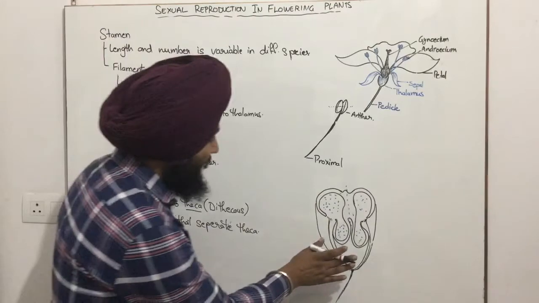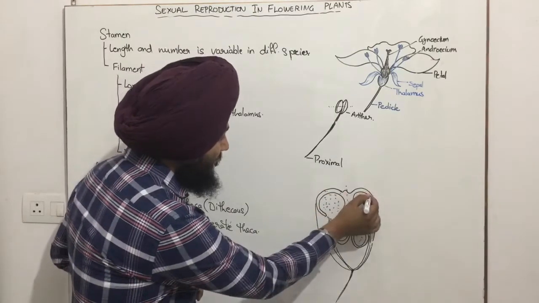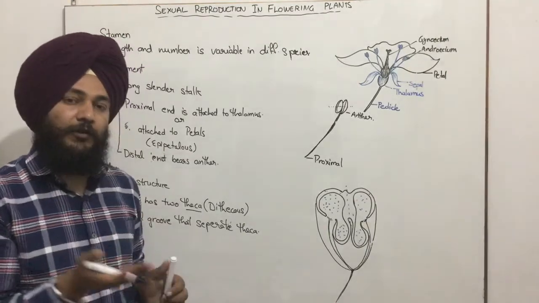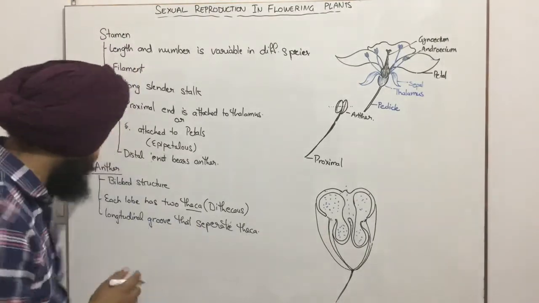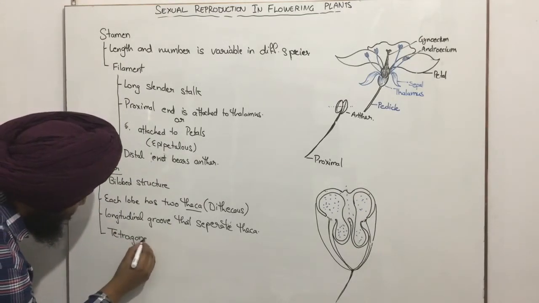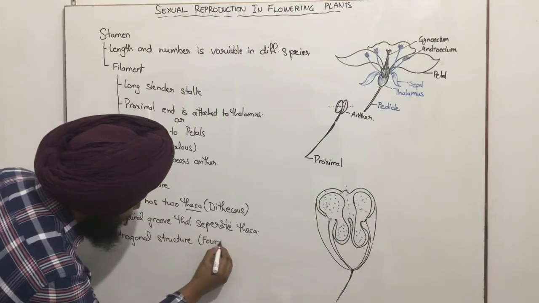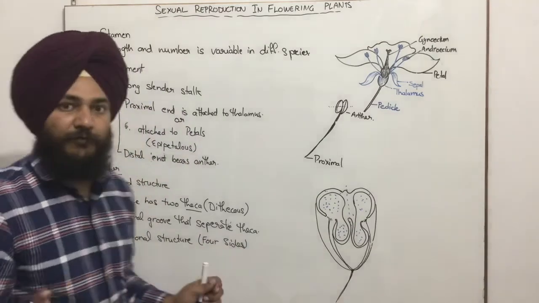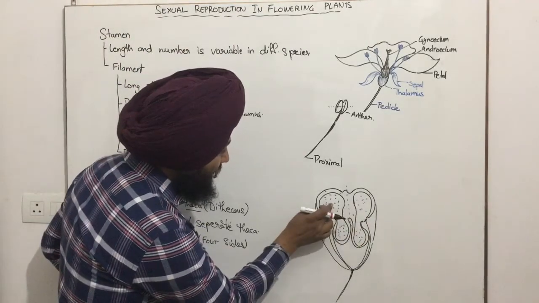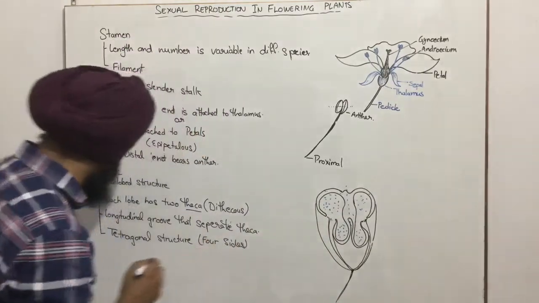And now, as we can see from this diagram, the anther has four sides. First side, second side, third side, fourth side. Because the transverse section of the anther shows that it has four sides, it is called tetragonal. So the anther is a tetragonal structure because it has four sides, and each side bears a microsporangium. So there is a first microsporangium and then the second. So there are a total of four microsporangia.